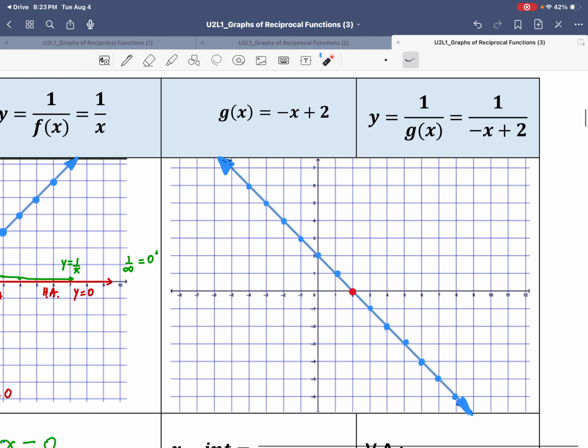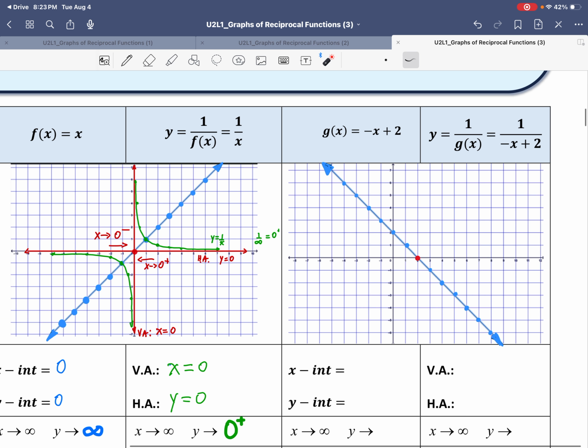So we're going to say that wherever the graph of the linear function had the x-intercept, a vertical asymptote happens. Here's the x-intercept of the given linear function. That means that right there, the reciprocal will have a vertical asymptote right here. So we're going to label the vertical asymptote by its equation. And it seems that the vertical asymptote is at x equals 2.